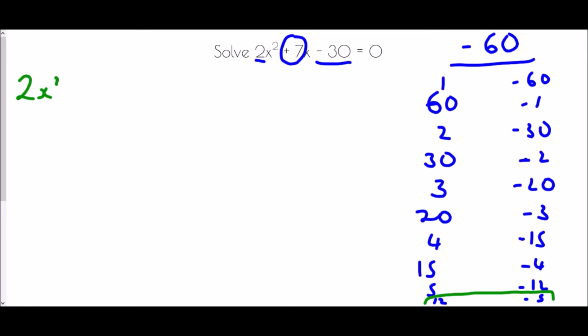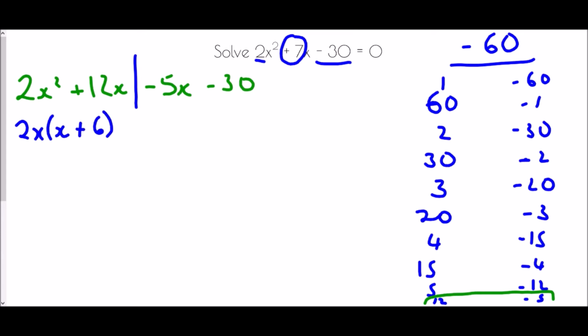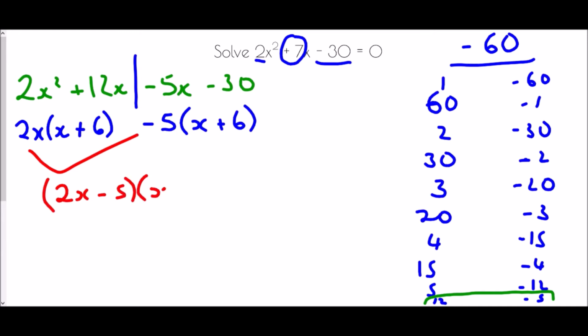So 2x squared plus 12x, take away 5x, take away 30. If we split that in half, the common factor between 2x squared and 12x is 2x, so 2x brackets x plus 6. And between negative 5x and negative 30, that's negative 5 brackets x plus 6. So, bring those back together, we get 2x take away 5 in one bracket, and x plus 6 in the other bracket. And we know that that equals 0.